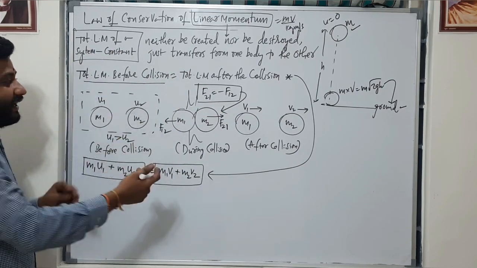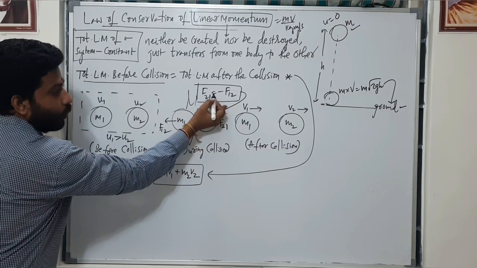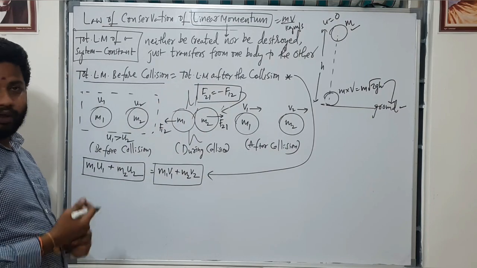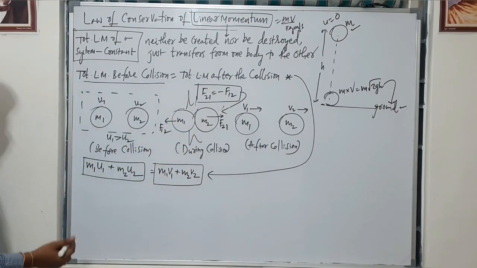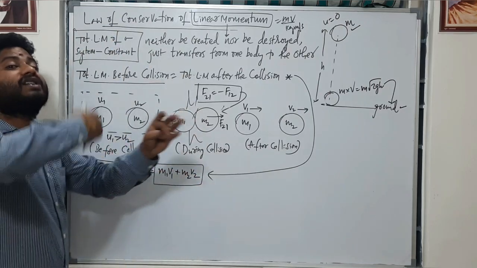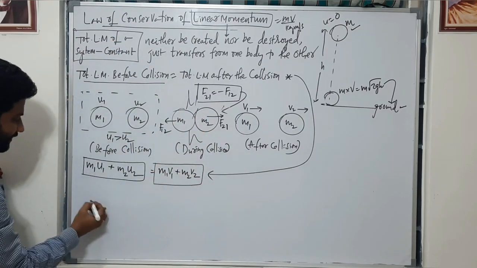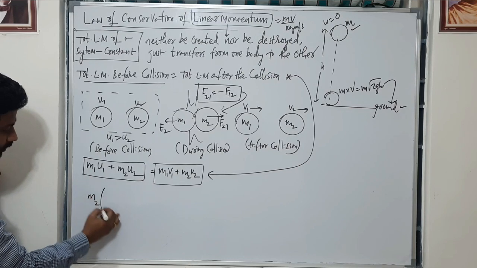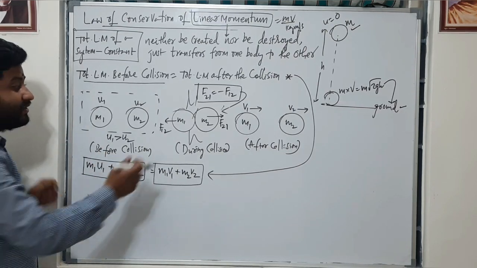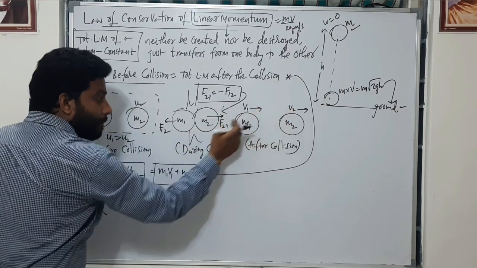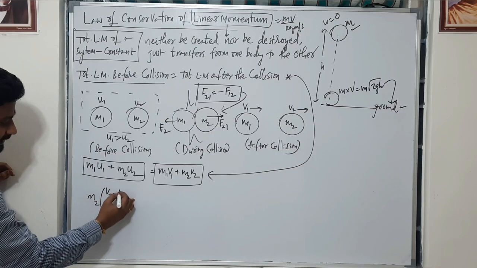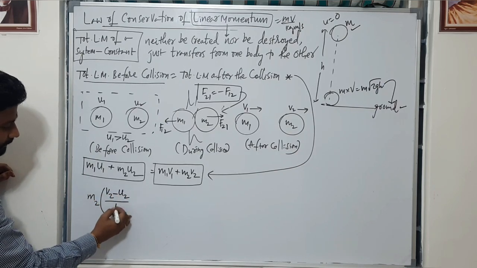Force on the second body due to the first one is equal to minus force on the first body due to the second body. Okay, so let's take this one, F21. F21 is the force on the second body. They are talking about the second body. So the second body's mass is M2 into the second body's acceleration. What is the second body's acceleration? Second body's final velocity minus second body's initial velocity, so (V2 minus U2) by time.